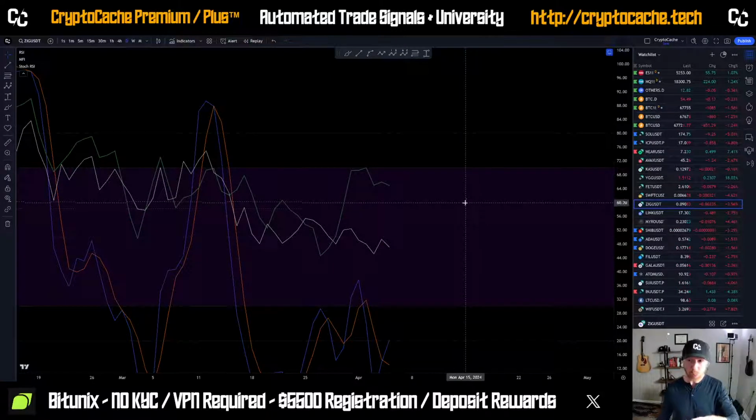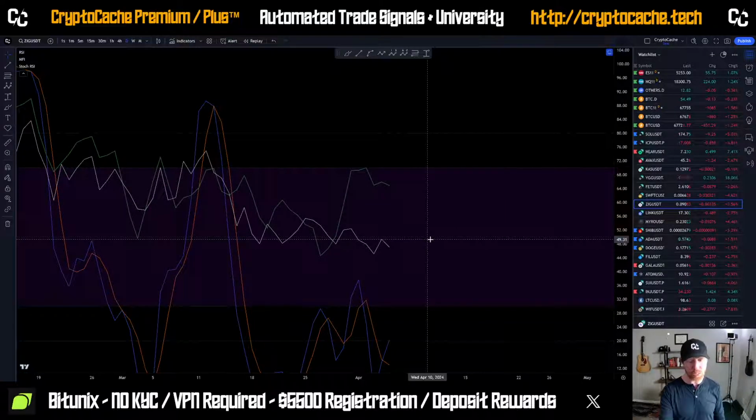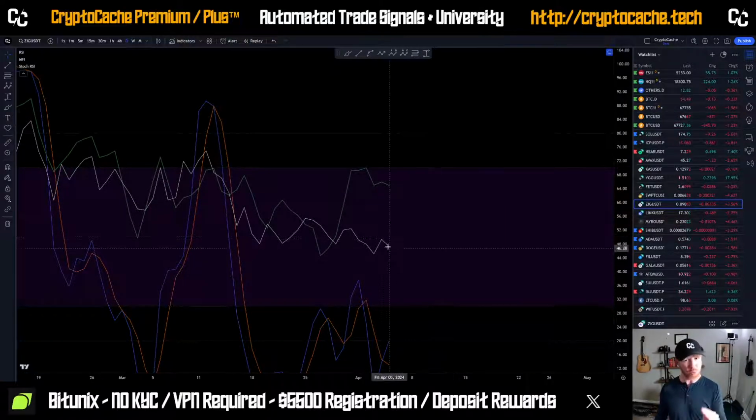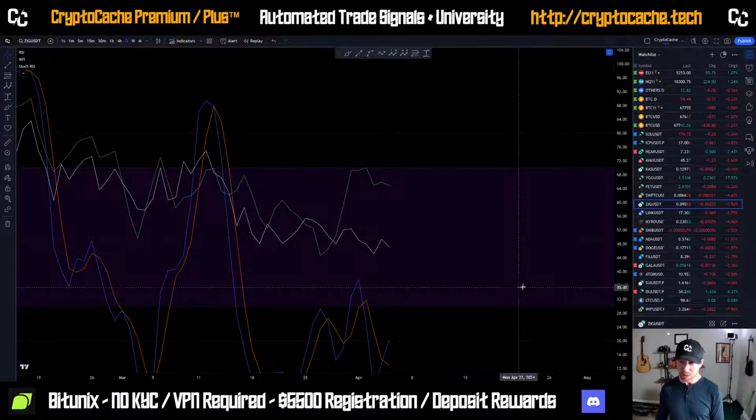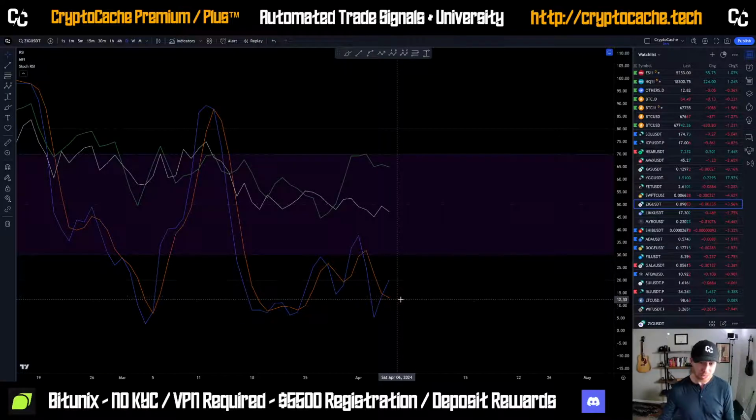So what we're looking at here is 50 on the RSI is one of those levels that we want to recognize as also a resistance. So we just got rejected off 50 on the RSI. Money flow index is pulling back. And actually, if we take a look here, we can see stochastics trying to swing up.